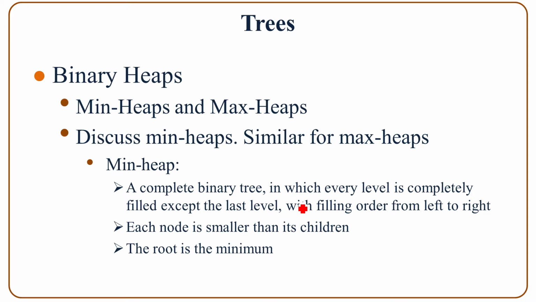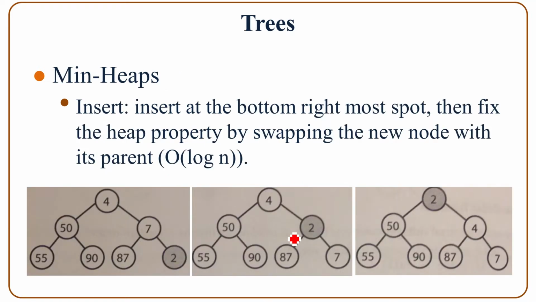Each node is smaller than its children. This is important. And so the root is the minimum. In the case of a max heap, the root is the maximum. So if you have to look for the minimum in the case of the min heap, you look at the root, and also in the case of max heaps, you look at the root for the maximum. Easy, right?